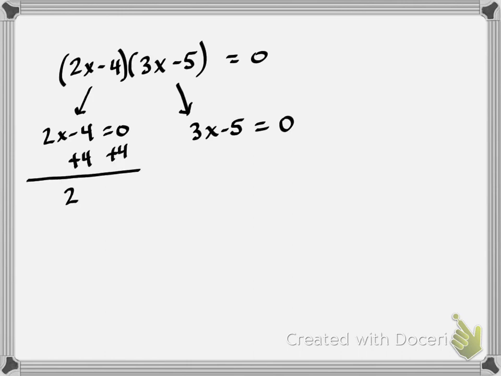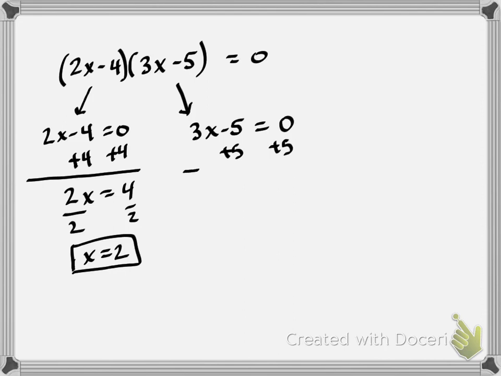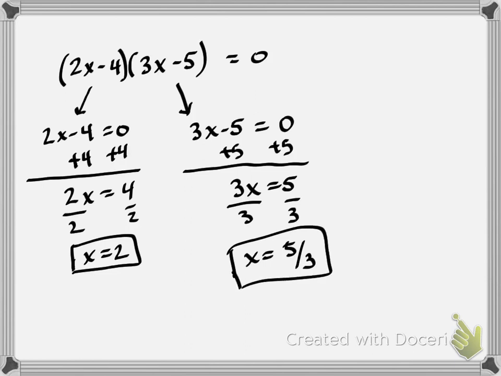So again, add 4 to both sides, and then divide both sides by 2. So there's my first answer, x equals positive 2. And then over here, we're going to add 5, and we'll get 3x equals 5, and then divide by 3. And we should get 5/3. Okay, again, if you don't know what the smaller number is, then maybe use a calculator or something, but this is your smaller one. This is the smaller x, and that is the larger x.